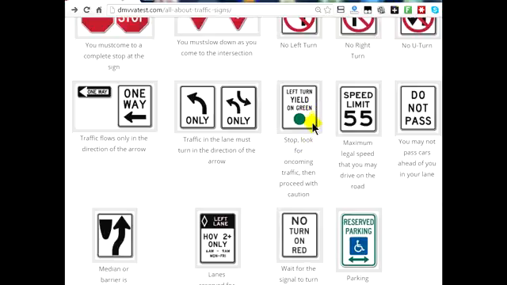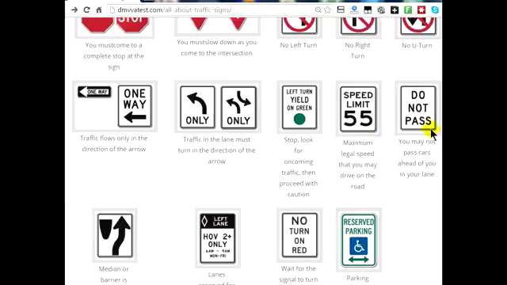The left turn yield on green sign. Now this means that you have to stop and look for oncoming traffic and then proceed with caution as you're taking a left turn. Obviously this is a speed limit sign. You cannot go over the maximum speed limit that's posted. This says 55. You cannot go over 55 miles an hour.